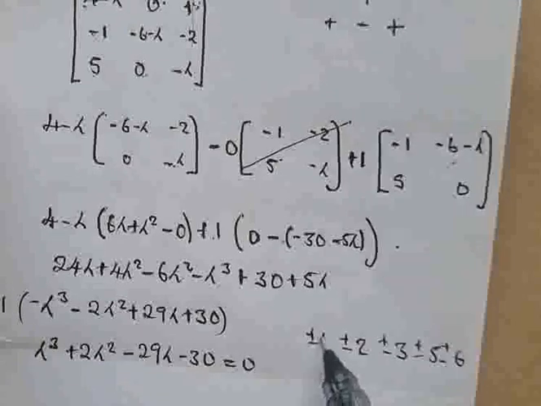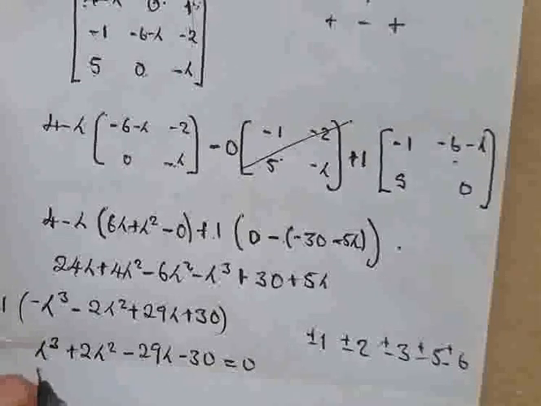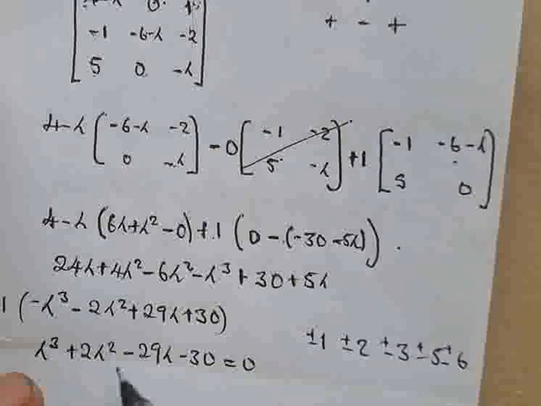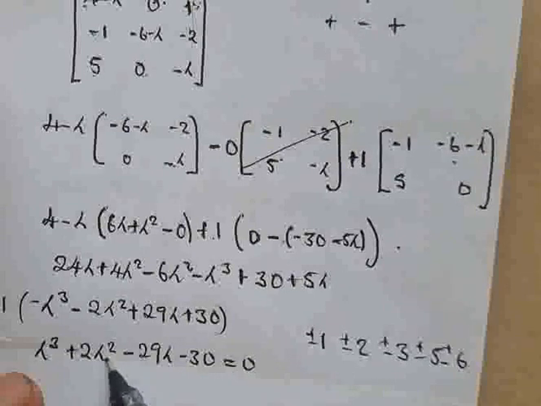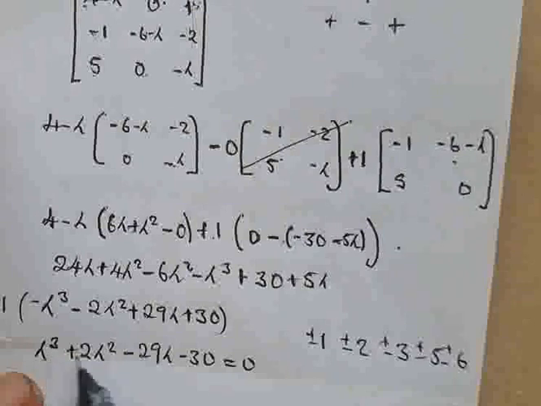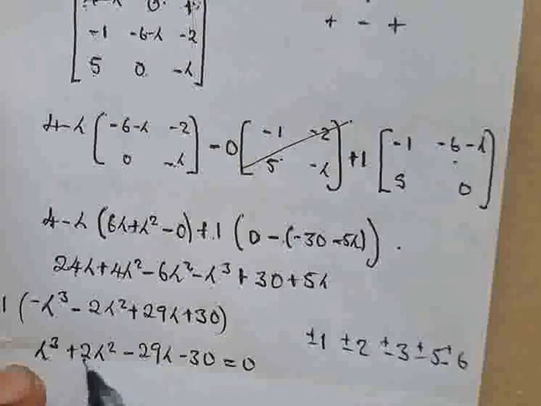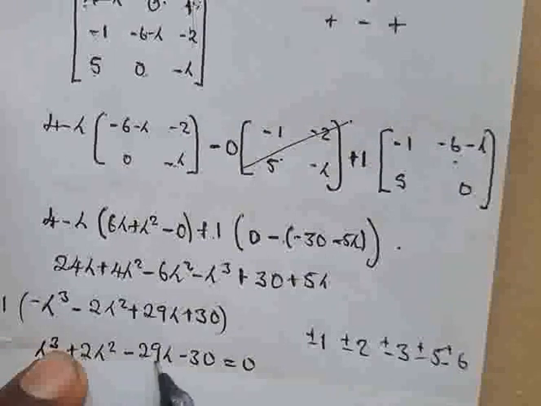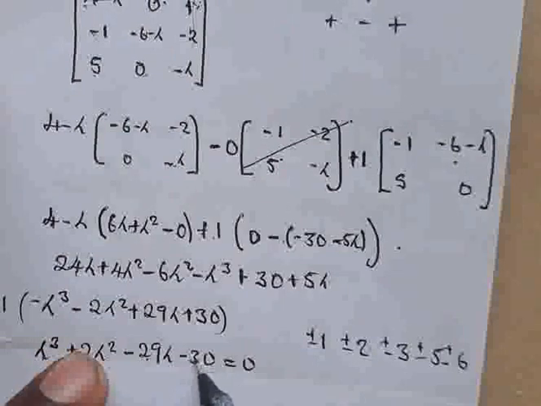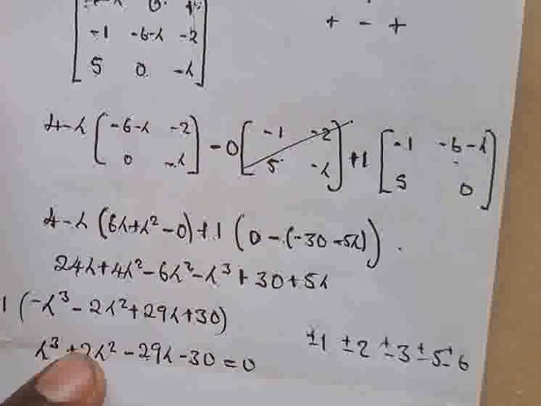So let us start with the positive 1. When we put positive 1 cubed here, it will be 1. Then here, positive 1 squared, it will of course be 1. So this will be 1. This will be 2. 1 plus 2, that is 3. 3 minus 29, that is negative 26. Negative 26 minus 30, it cannot be 0. So positive 1 is not one of the roots.